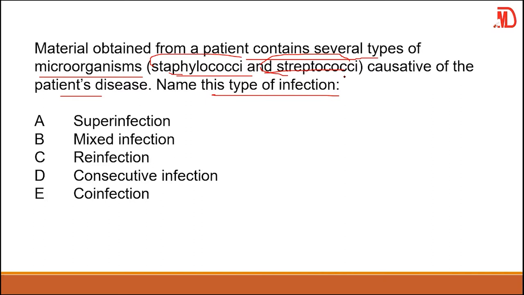Mixed infection. So when we say a mixed infection, it is simply a single infection that is caused by a variety of bacteria species, which are simultaneously causing the same infection. That is called mixed infection. Good. Now, when we say co-infection, it means this is causing his disease, this is causing his disease. So they are all there. So you have this disease, that's co-infection.